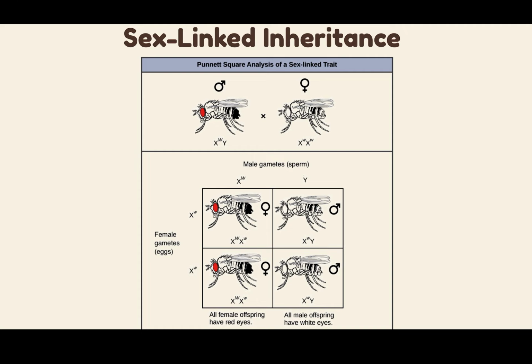With this photo, we can see the fly example where 2 flies are crossed. The male has red eyes and the female has white eyes. If their inheritance wasn't sex-linked, then it would be autosomal, meaning that all the offspring would have red eyes because it is the dominant trait.